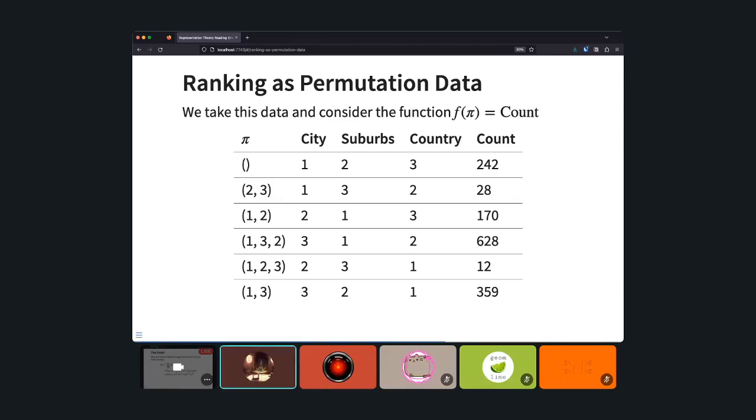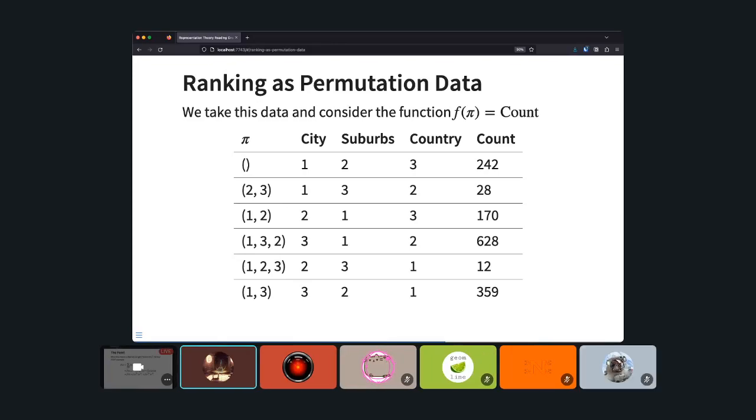This is the example that was in Diaconis. Here we can think of a survey where people rank what they liked best: do you like to live in the city, the suburbs, or the country? Everyone had to rank them 1, 2, 3. Then each possible way to rank those three things we can think of as a permutation. So we can think of this function as going from a permutation to the count, the number of people who picked that specific ranking.